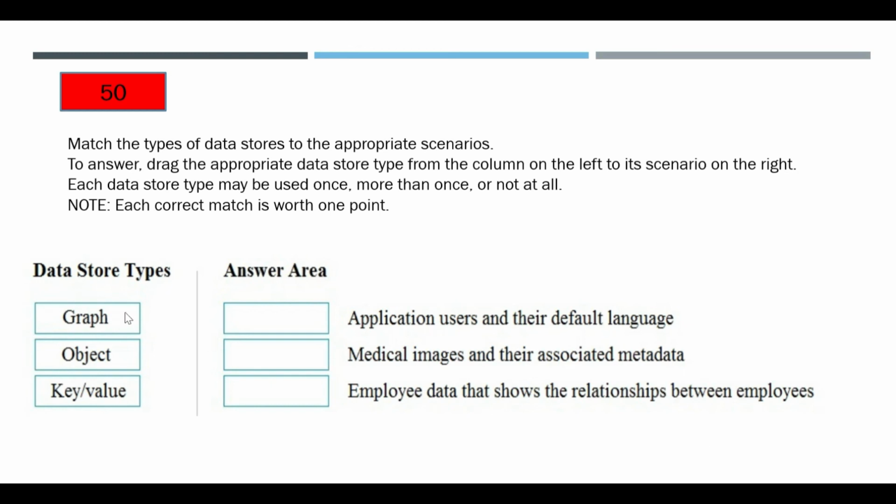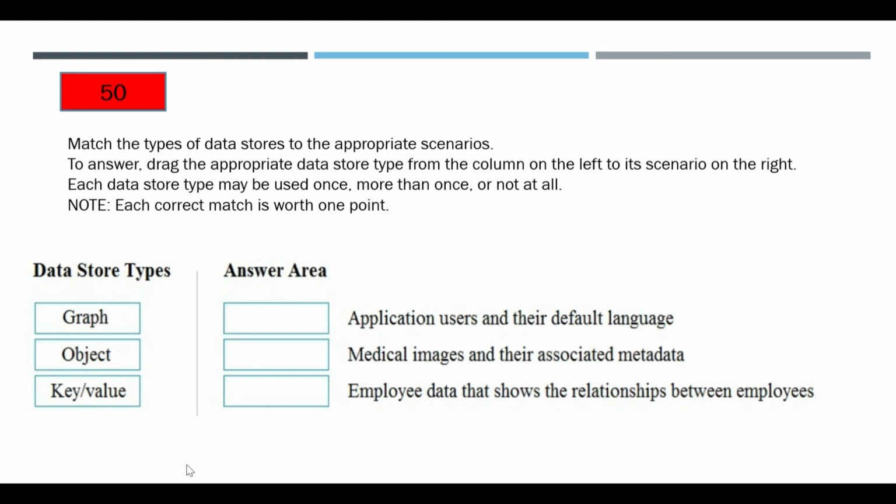So you have to map, and when you try to map this, if you have application users and their default language, so what you basically do here is this is an example of key value, because users are your keys, the language are your values. So the key value would map here. Now medical images and their associated metadata. So when you talk about image files and metadata, this is a property of object store. In object store you always have data files and metadata. Now the files can be anything. It can be data file, it can be an image, it can be a parquet file, and etc. It can be anything, but this is a property of object store.